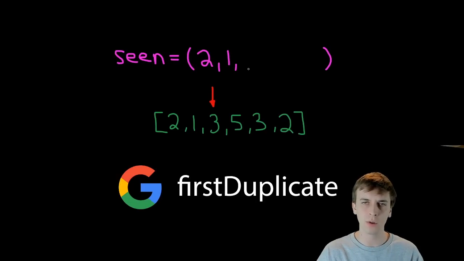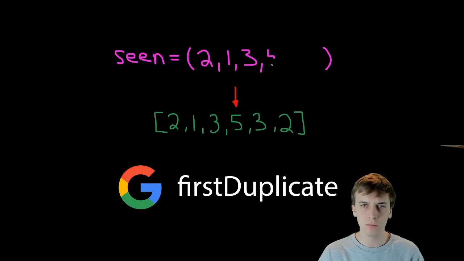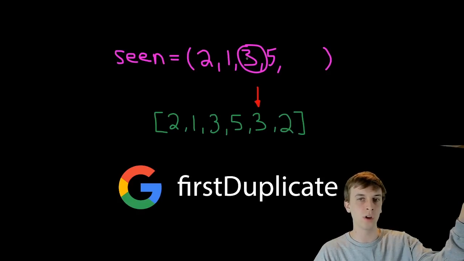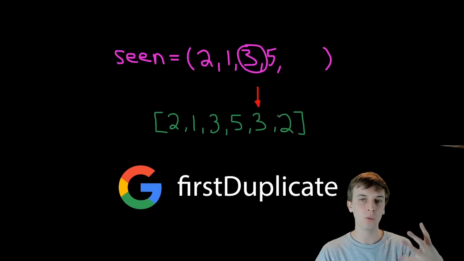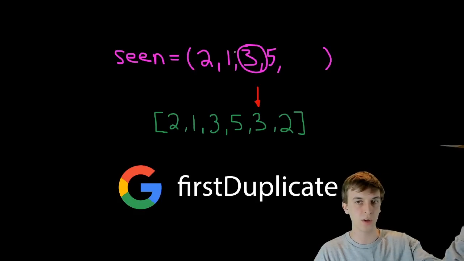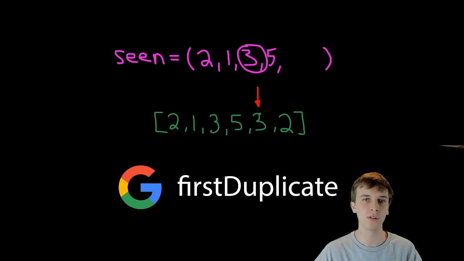Now we look at 3. Is 3 already in the hash set? No, it's not. So let's add 3. Now we see 5. Is 5 already in our set? Nope. Let's add that. Okay, and then we see 3. Is 3 already in? Yes, 3 actually is already in our set, so that is our first complete duplicate. We already saw it once. These are our seen values. And we saw the second closing one, and that means that was the first duplicate that we found. That was the first closing one we saw. So that's pretty much how you do it.